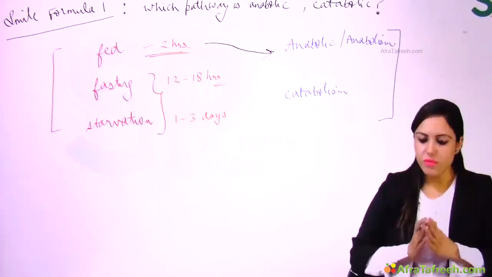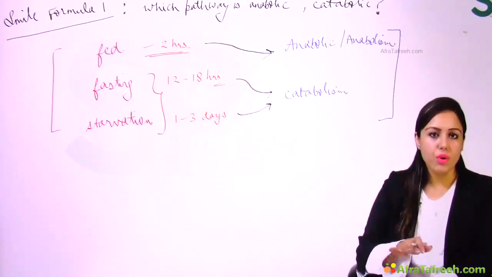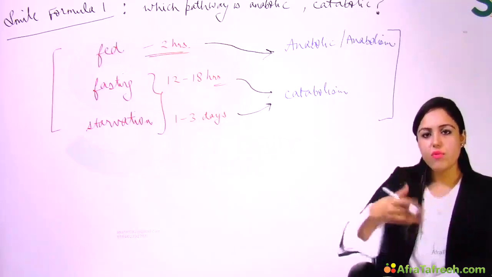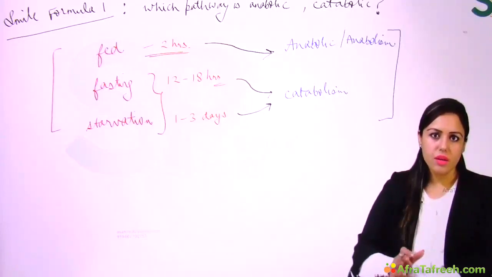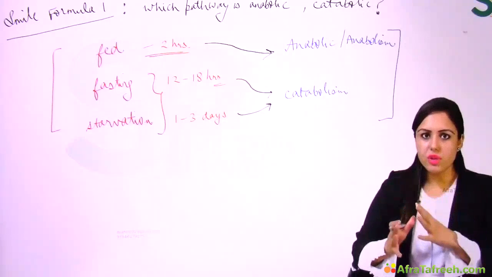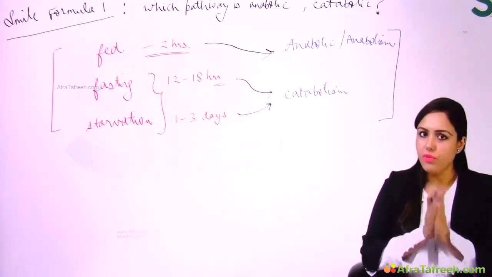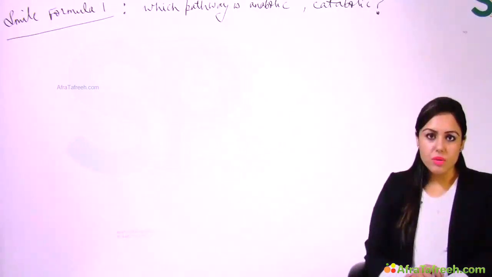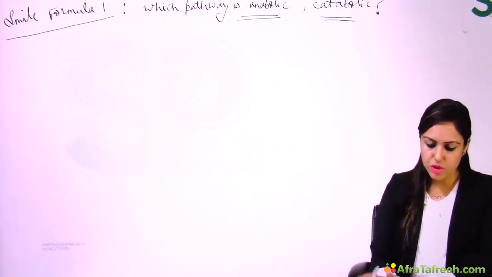But during fasting and starvation, we are not putting the raw material in body. So body will be breaking down the stored things for energy, right? So body will be in catabolism, right? So you have connected these two things, that in fed state anabolism will occur, in fasting or starvation catabolism will occur. Now coming to the formula, that which pathway or enzyme is anabolic and which pathway or enzyme is catabolic.